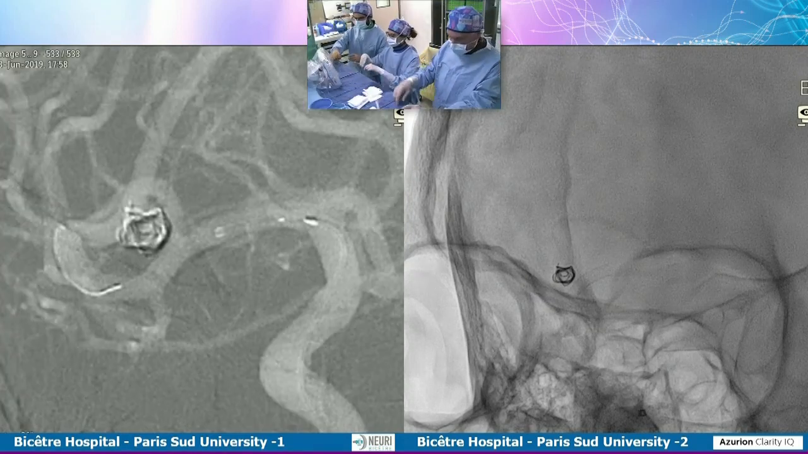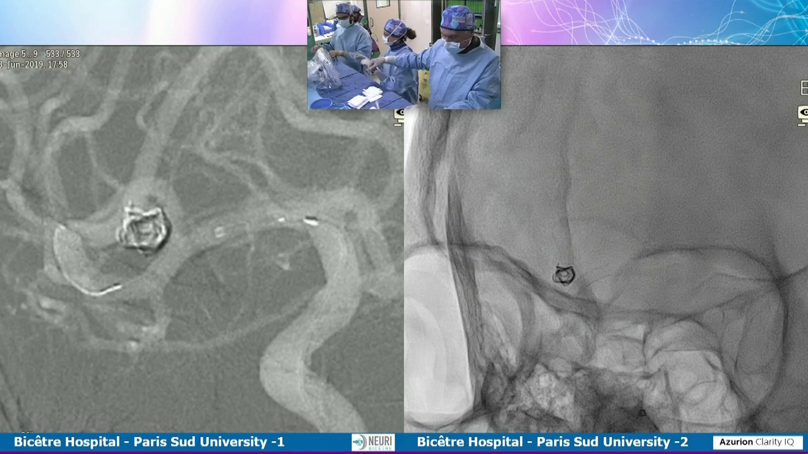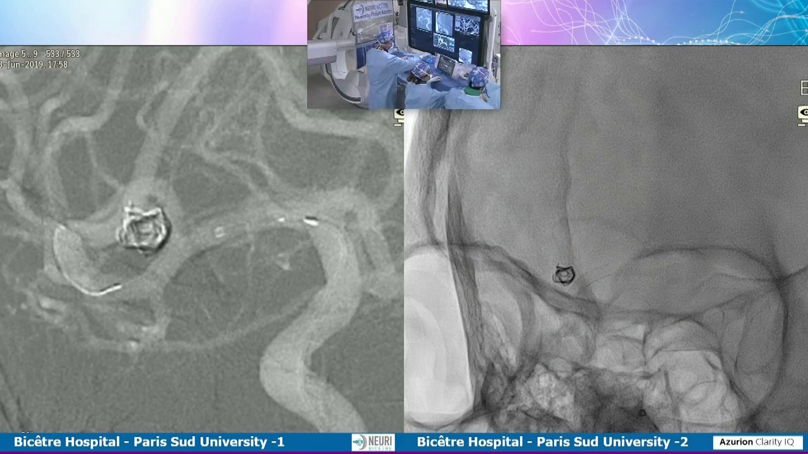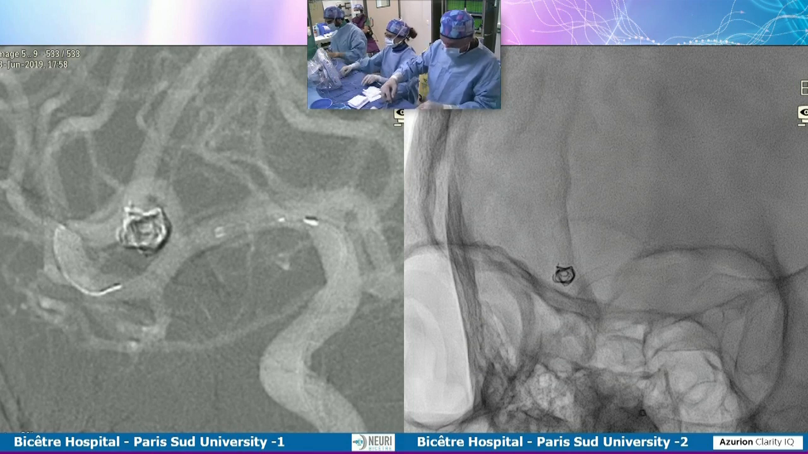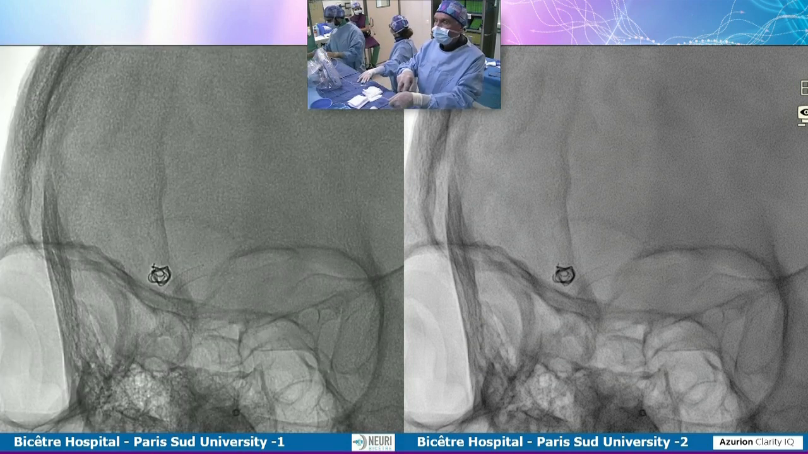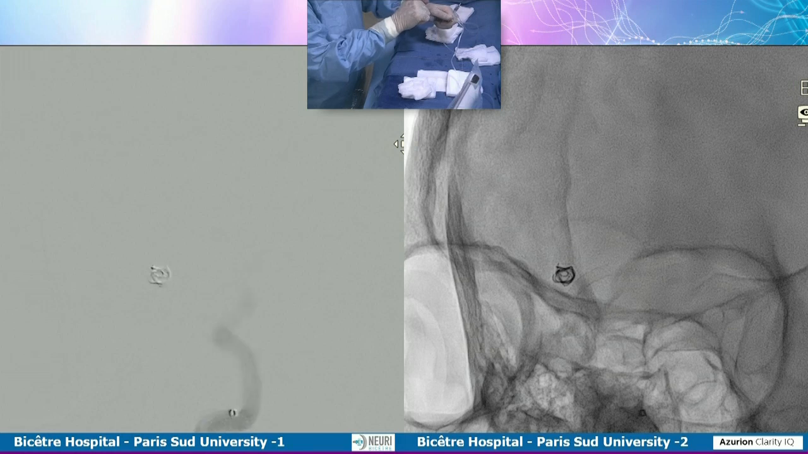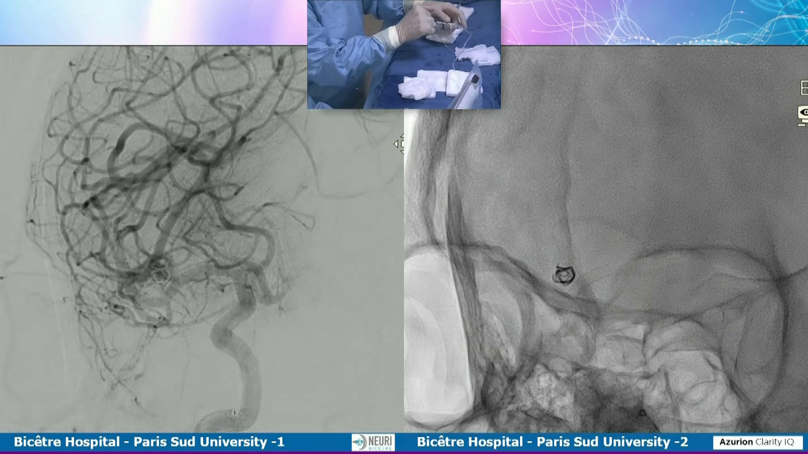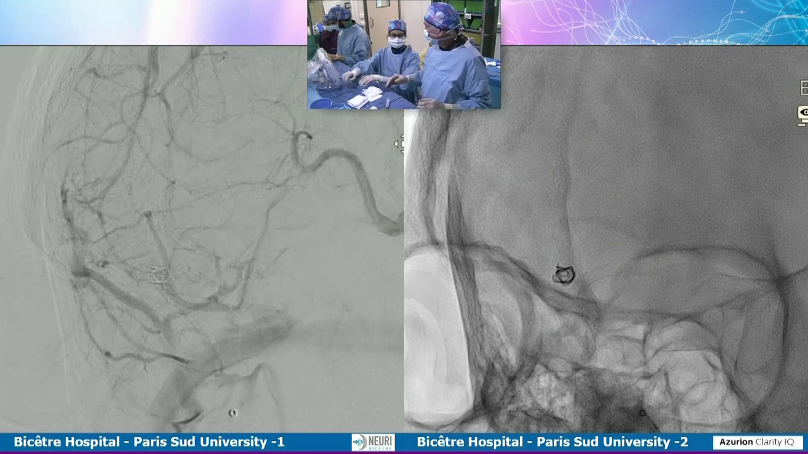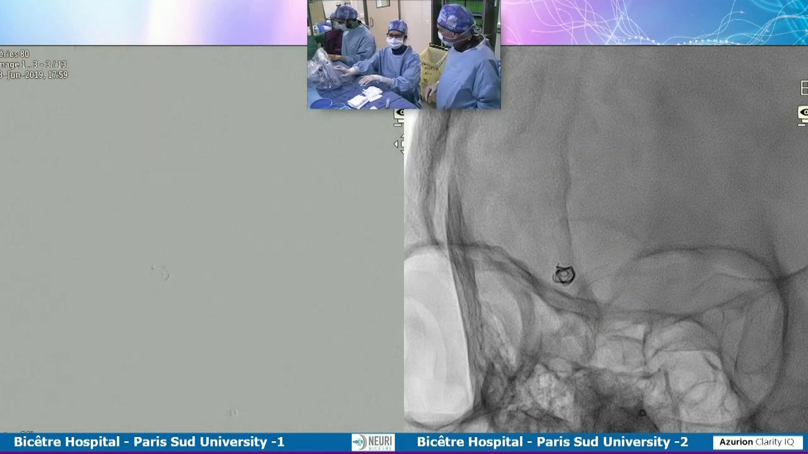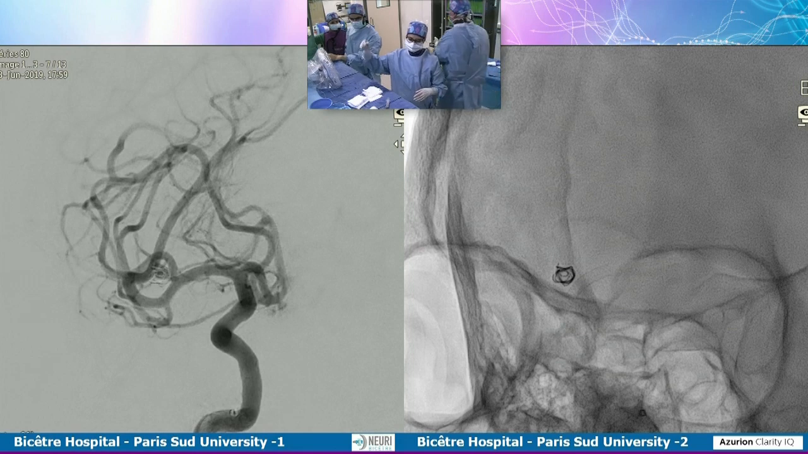So now, in just a few minutes, you will have the control angiogram. So Laurent, let me ask you something. You did an M1 test occlusion to look at collaterals from the anterior cerebral artery to the upper division. Let's have a look at the angiogram, and then we'll have all the comments you wish.